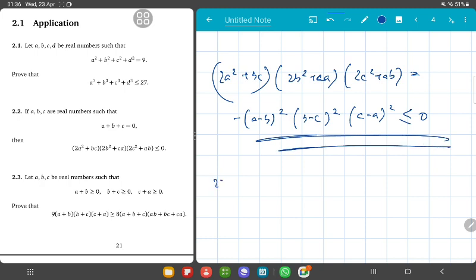The next question, what it says, 2.3. Please read the question and try to solve it.